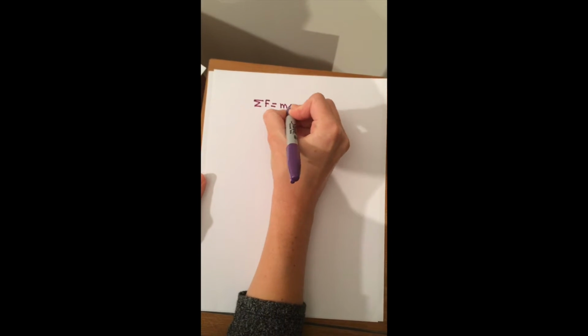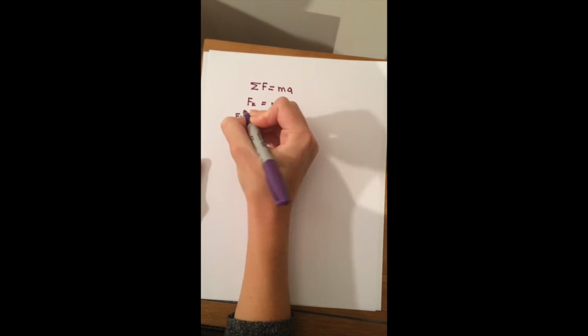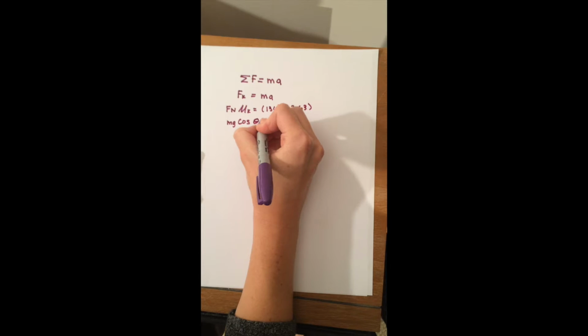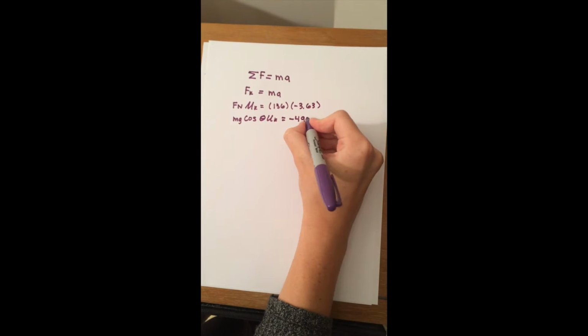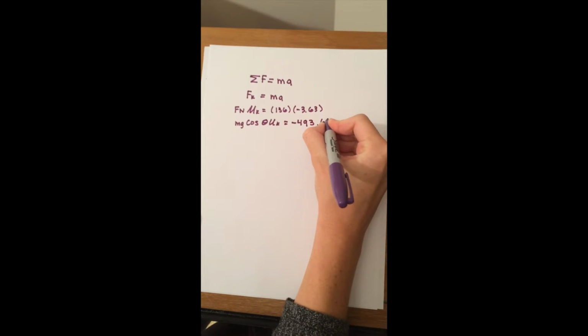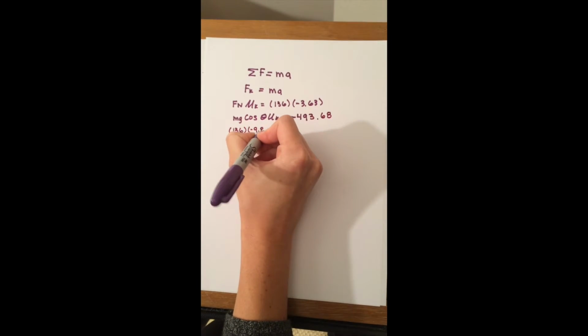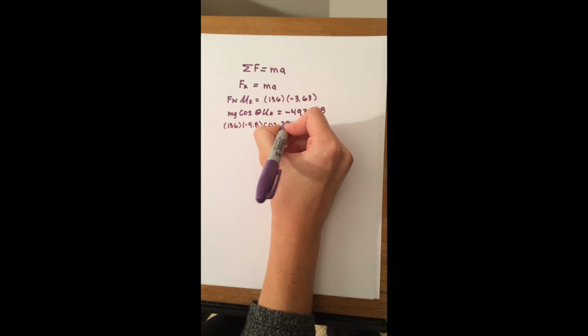Now that we know the acceleration, and like the movie said her mass was 136 kilograms, we can use our F-net equation to figure out what the coefficient of kinetic friction is. The coefficient of kinetic friction that I found was 0.37.